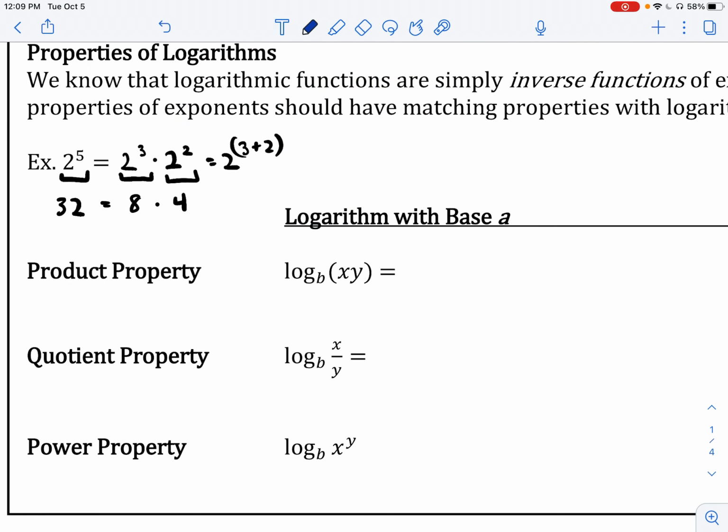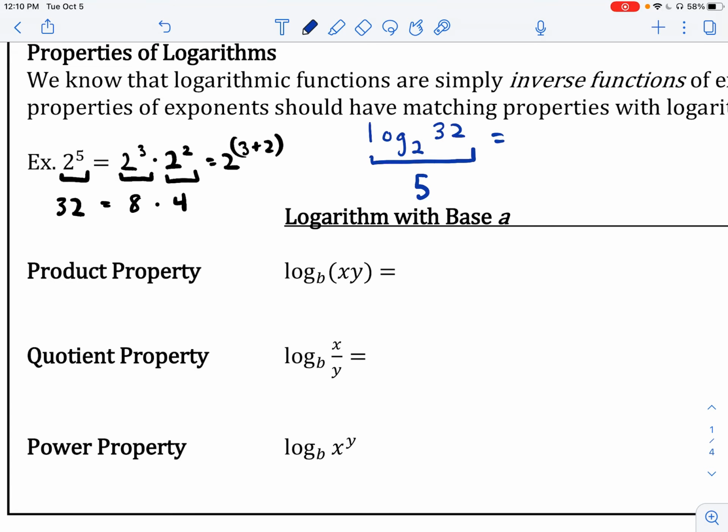So let's first write 2 to the 5th power is equal to 32. Let's write this in logarithmic form. So we would say log with a base of 2 of some value is equal to 5. Well, what is that value? 32. We know that this is equal to 5. So I just took that exponent and I wrote it in logarithmic form.